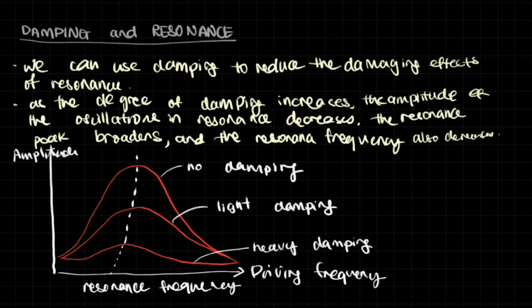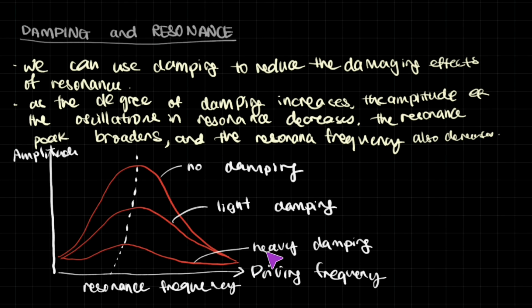Let's see how damping and resonance interact. We can use damping to reduce the damaging effects of resonance, as we've seen with the bridge example. So as the degree of damping increases, the amplitude of the oscillations in resonance will also decrease. The resonance peak broadens and the resonance frequency also decreases.